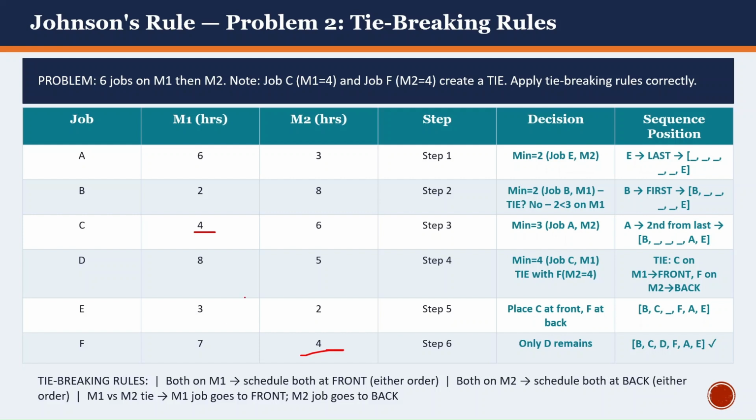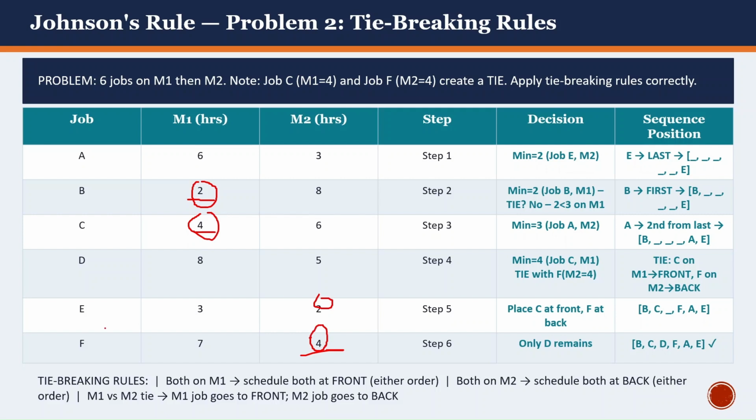I think there is a typo. Sorry, so we have the minimum on this as well as this. Again there is a tie. So there are two ties. There is one here and there is one here.